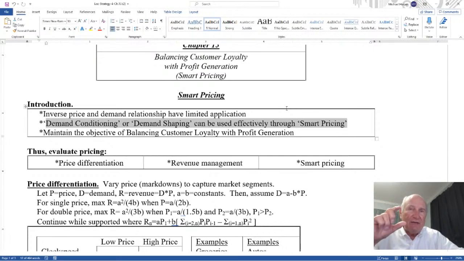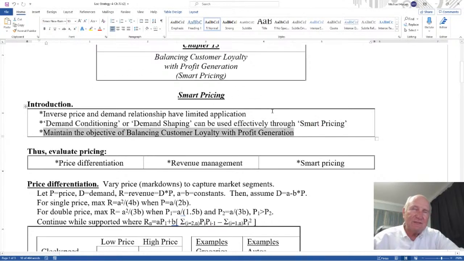Pricing also impacts the efficiency of your supply chain. And the efficiency and design of your supply chain, through your demand, can lower the cost and increase your profit margin. And so pricing is not just profit. Pricing is not just money driven. It's also efficiency driven within your supply chain. And maintaining the objective of customer loyalty with profit generation, we've already said that.